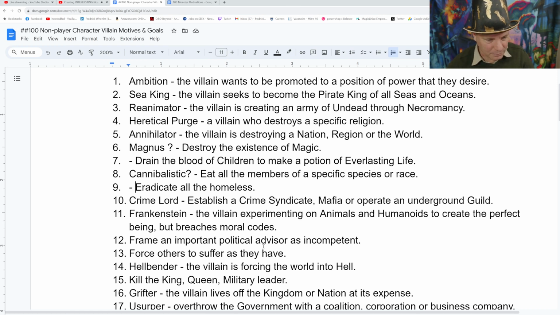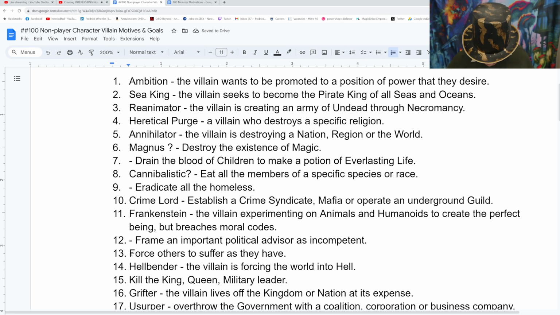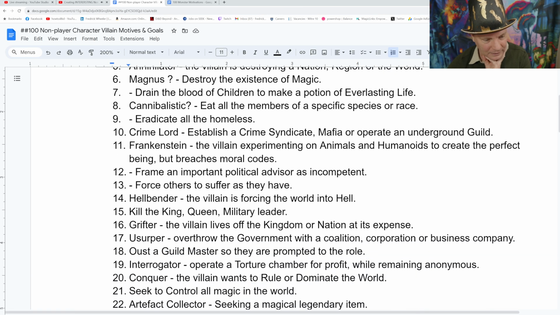Framed an important political advisor as incompetent. We haven't actually come up with a tag for that. Force others to suffer as they have. So we haven't got a tag name for that. Hellbender, the villain is forcing the world into hell. Kill the king, queen, or military leader. We don't have a tag name for that one.